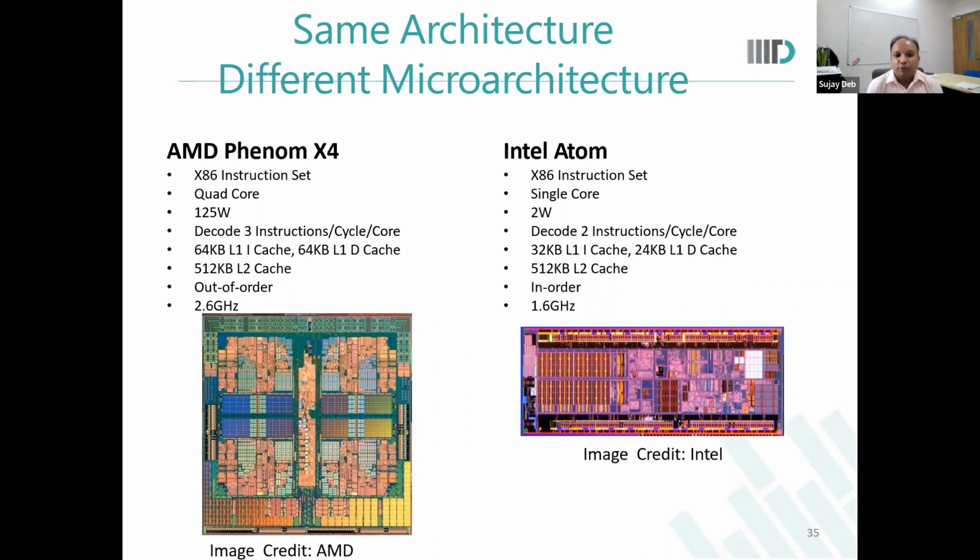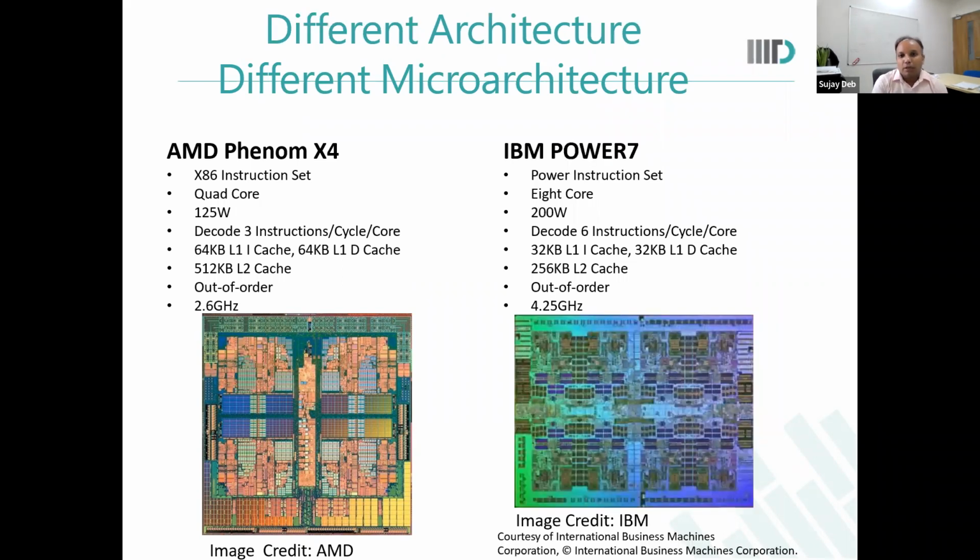The clock speed at which it can work is 2.6 gigahertz, whereas the Intel operates at 1.6 gigahertz. So here is an example of same ISA but different microarchitecture. Similarly, we can look at different ISA, different microarchitecture, but similar performance.